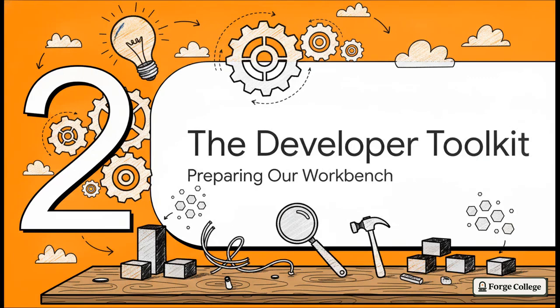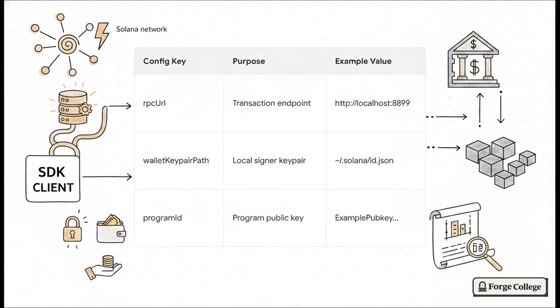Moving to Section 2, the developer toolkit, preparing our workbench. Before we start blindly assembling gears, we need to gather our raw materials. You're going to need a few essential configuration keys to initialize your SDK client and wire this machine up to the Solana network. You need your RPC URL so the SDK actually knows where to submit the transaction.